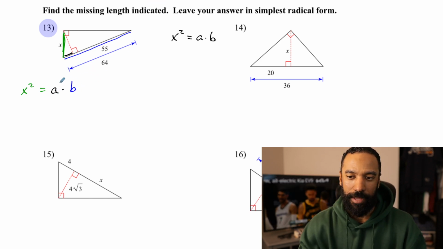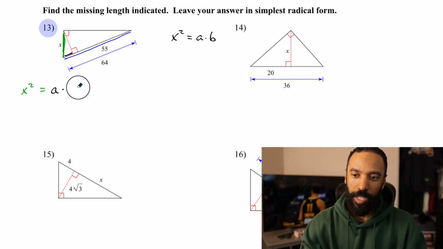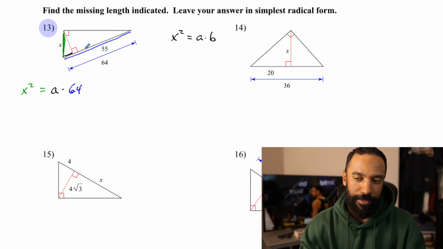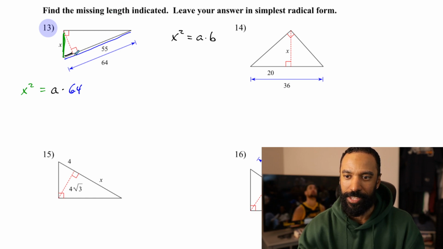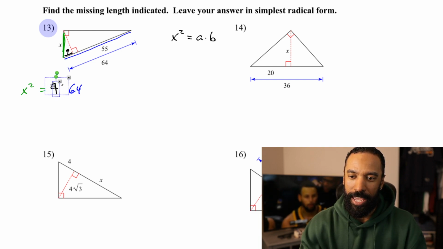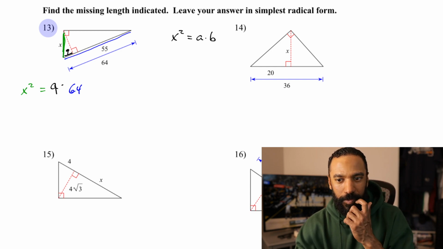Now I'm going to change what these are. B is 64. Probably shouldn't have written those in the first place. B is 64, and A, well, we didn't find out this length yet, but because this part's 55, 64 minus 55 is 9. So I can turn the A into a 9. There you go. So there is my other guy. X squared is 9 times 64. Yeah. So let's go and solve for X.